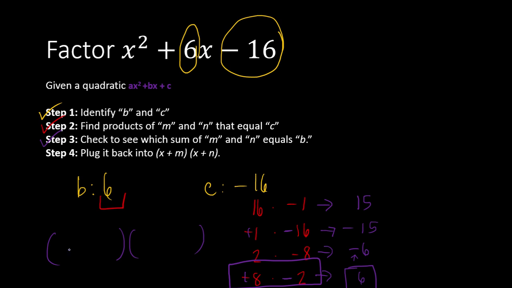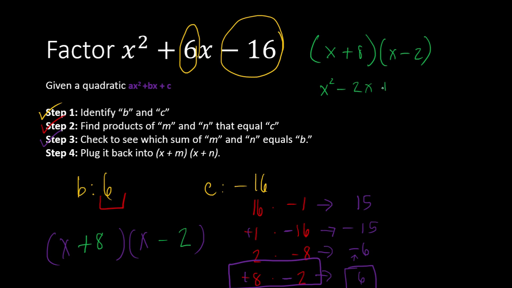So we have this skeleton structure, and all we do is plug in our values. So again, positive 8 and negative 2. I'm going to FOIL this to ensure that I end up with the expression that I started with. So I multiply the first terms together, the outside terms together, the inside terms, and the last terms, and then I simplify by combining like terms. Oops, plus 6. And sure enough, I end up with x squared plus 6x minus 16.